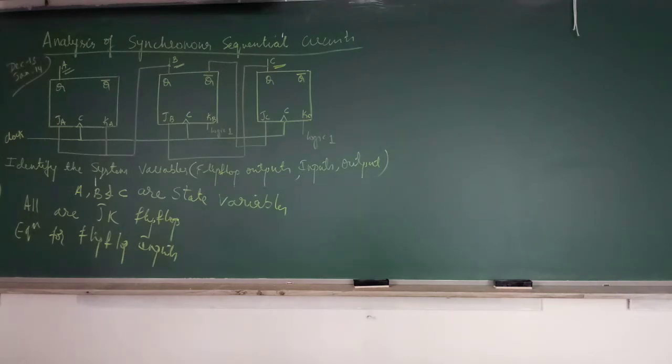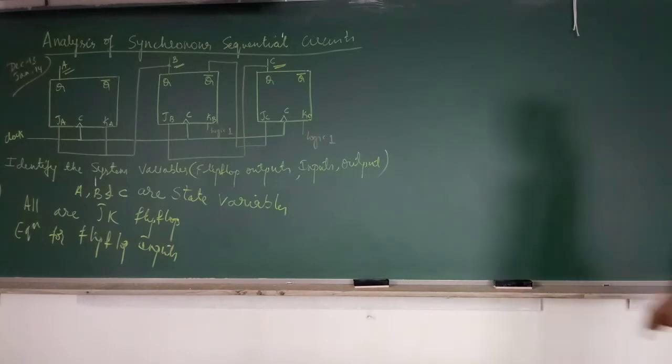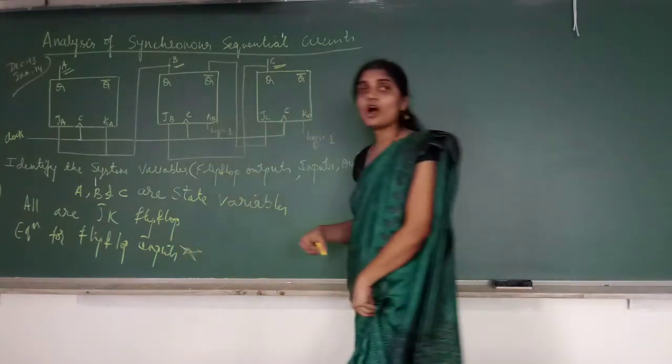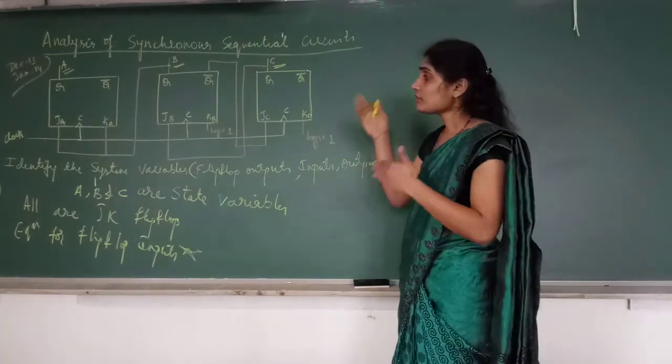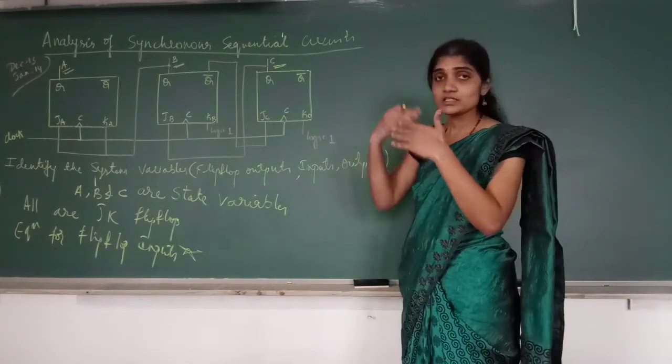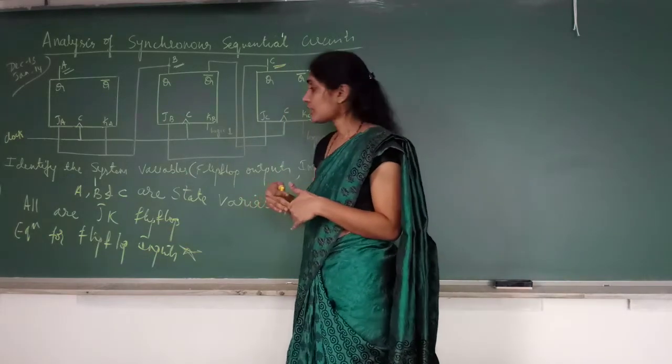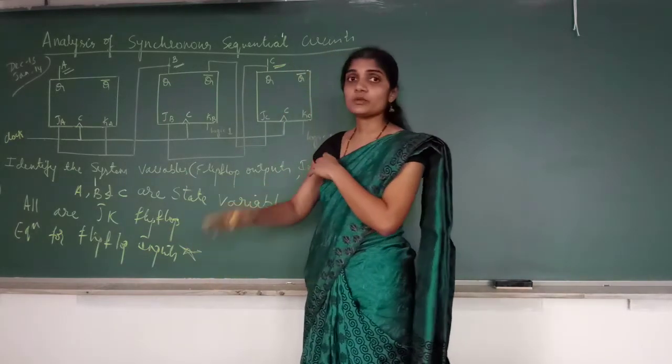Okay, so now we have identified the system variables. We have also identified the type of flip-flop. What is the third step? Write the equations for flip-flop input. This step is very, very important, because if you go wrong in this particular step, the remaining steps are going to be wrong, because looking at this only we are going to write the next. So when you write the flip-flop inputs, you have to be very careful.